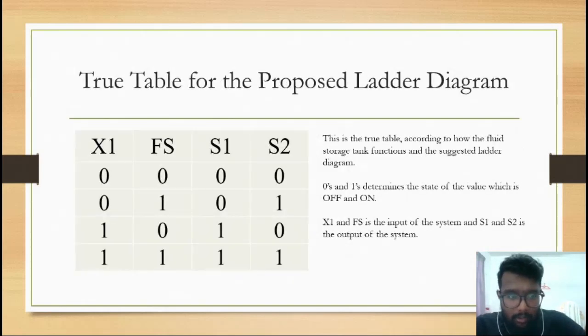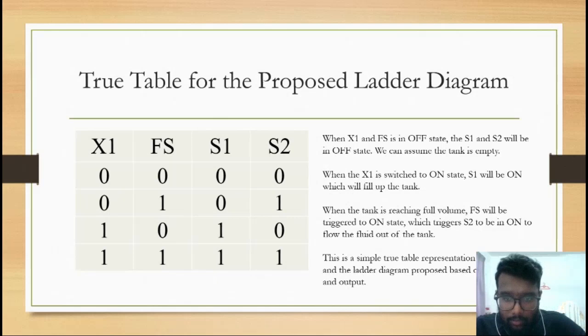So let's look into the truth table for the proposed ladder diagram. As you can see, this is the truth table according to how the fluid storage tank functions and the suggested ladder diagram. Zeros and ones determine the state of the valves or switches, which is off or on. X1 and FS, as stated before, are the input of the system, and S1, S2 are the output of the system. When X1 and FS are in off state, S1 and S2 will be in off state also. So we can assume that the tank is empty.